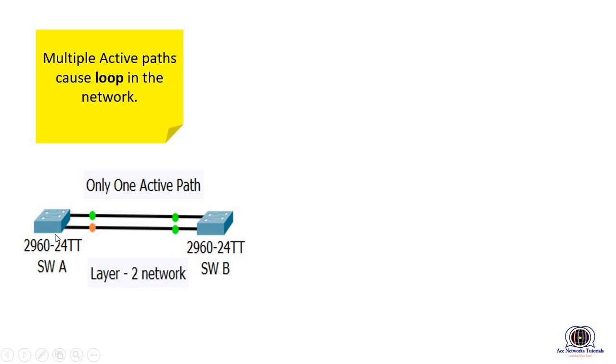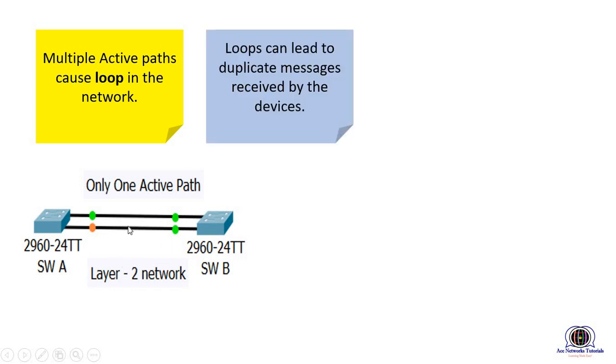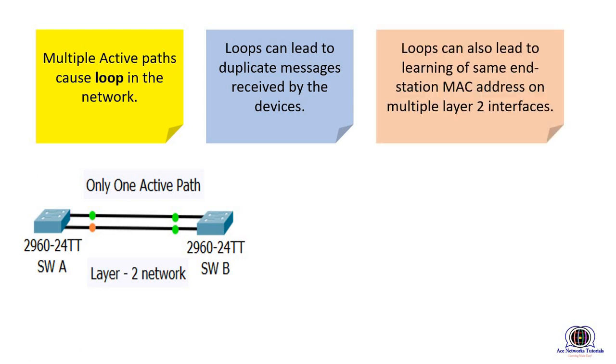So for example, switch A forwards frames to switch B. Switch B will receive the frame from port 1 and it will send it to all other ports, including port 2. Now this port 2 is connected to switch A. Switch A will receive the frame from switch B. That means its own frame is received back from switch B. Switch A again, by its property, will forward the same packet to switch B, and this will create a loop in your network. Loops can lead to duplicate messages received by the devices.